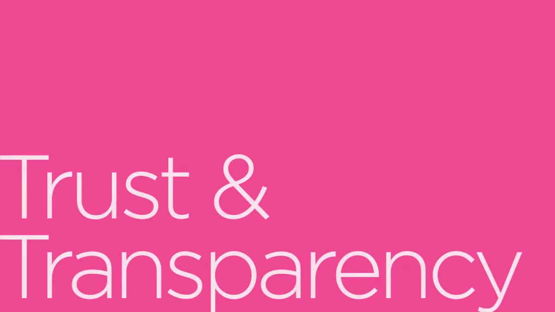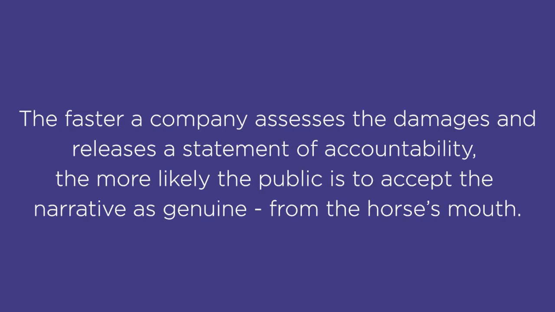At the root of image repair theory, there are 2 dependent variables: trust and transparency. Ultimately, the company's vulnerability through transparency saved them by re-establishing trustworthiness from its publics and stakeholders. It basically boils down to the faster a company assesses the damages and releases a statement of accountability, the more likely the public is to accept the narrative as genuine, i.e. from the horse's mouth.